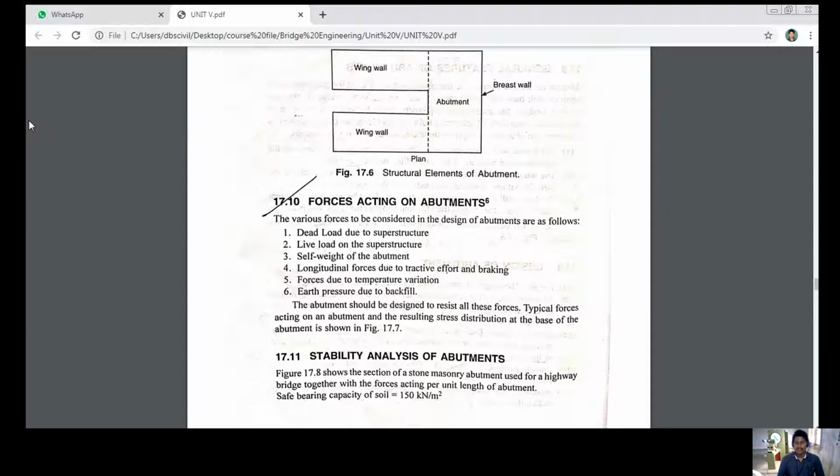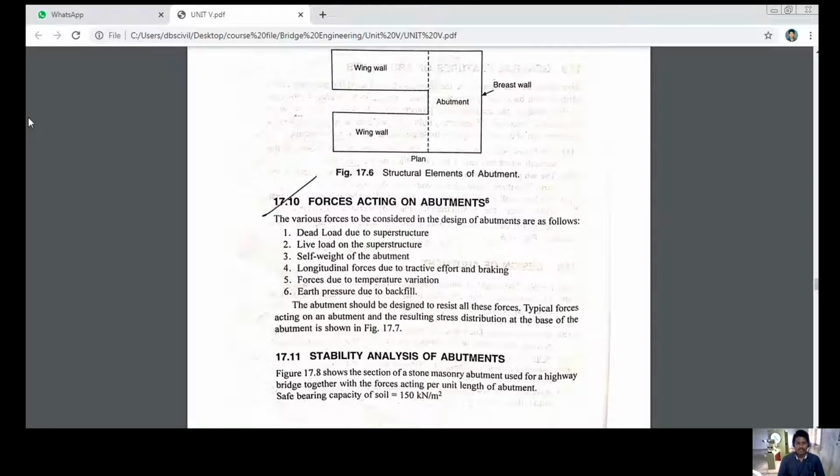Forces due to temperature variation. This is a unique point. Forces due to temperature variation: there is no huge difference in the temperature, but in the study of abutments, when there is a minute variation of temperature due to climate or seasons, the materials that abutments are made up of may get disturbed and some internal pressure acts. Due to this pressure, it may exert outwards. So we have to calculate forces due to temperature variation.